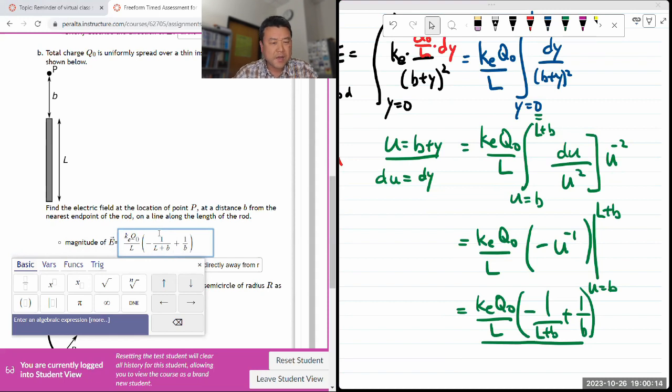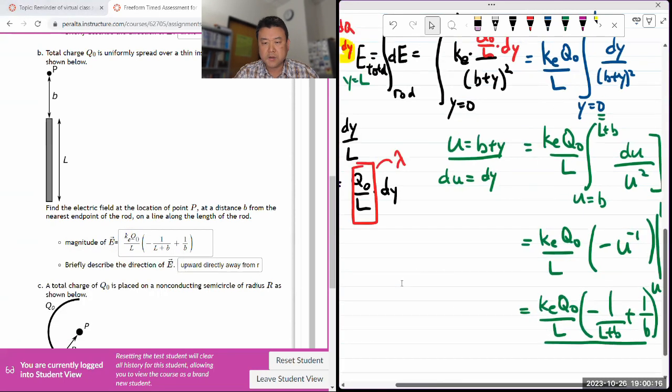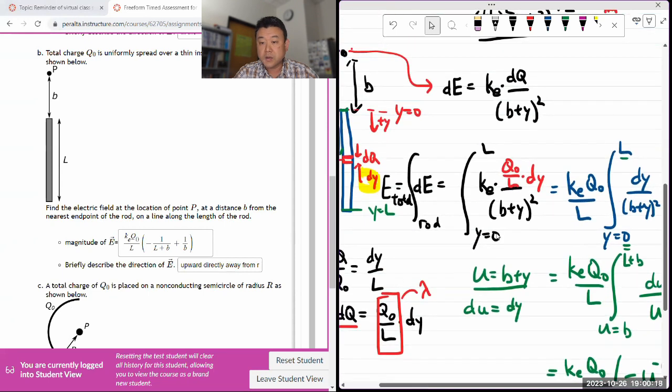I think it came out positive because of the way I set up my integral up here with this expression: this is a positive integrand. So when you integrate a regular integral with the upper limit being larger, this would be a positive number.